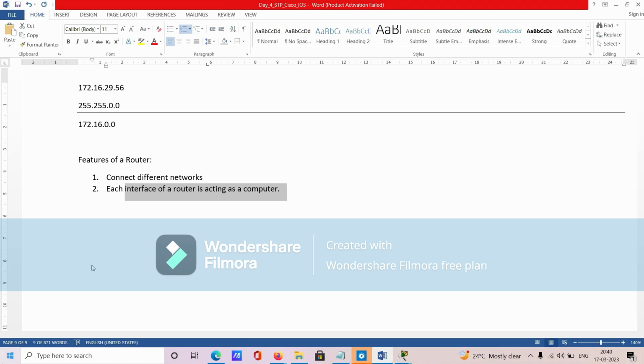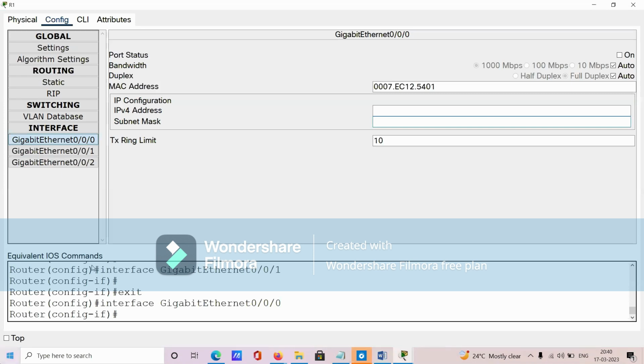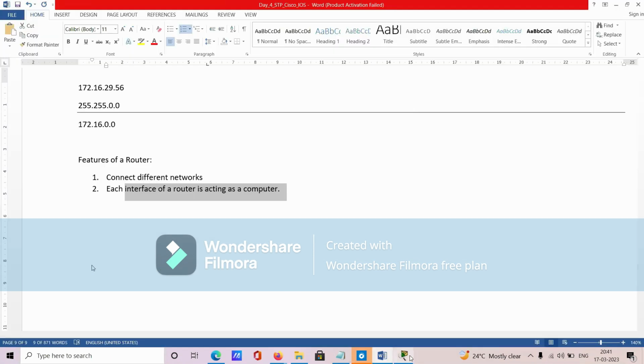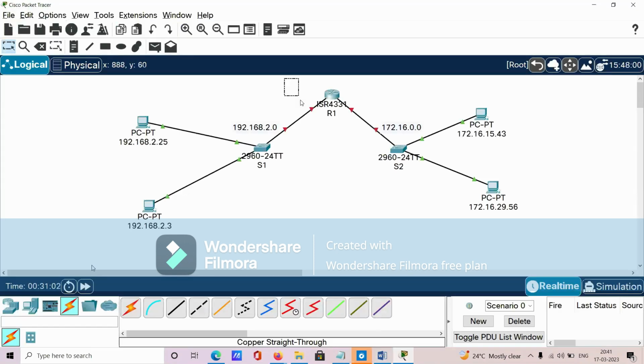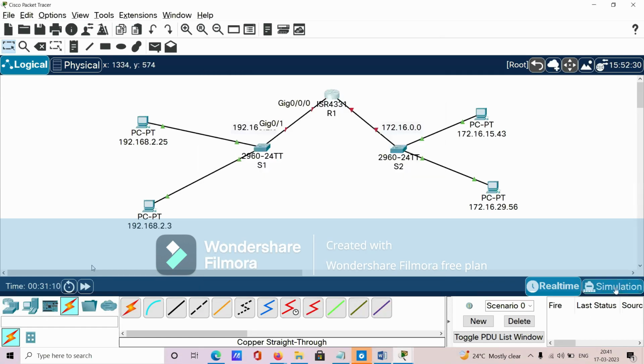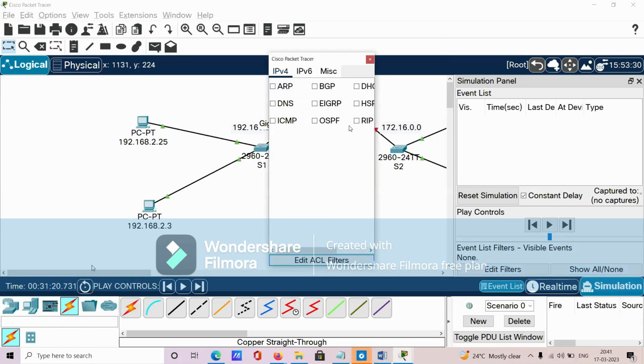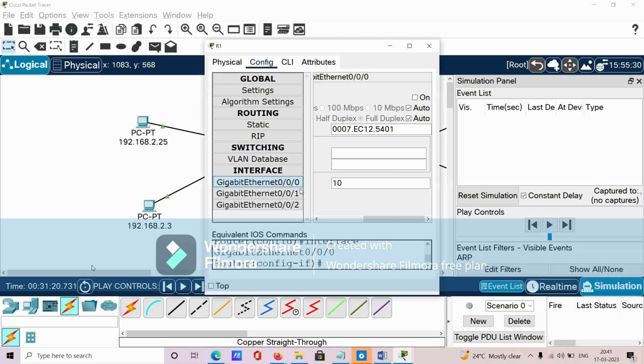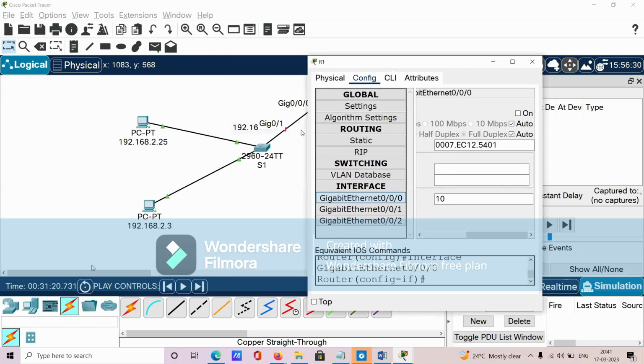Fine. Now the question is, we want to check what IP address is to be given. So I click here, I click on 0/0/0, and here I want to show you something. So the question comes that we have to assign the IP address.